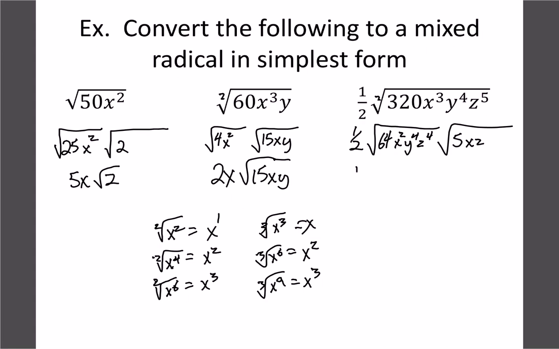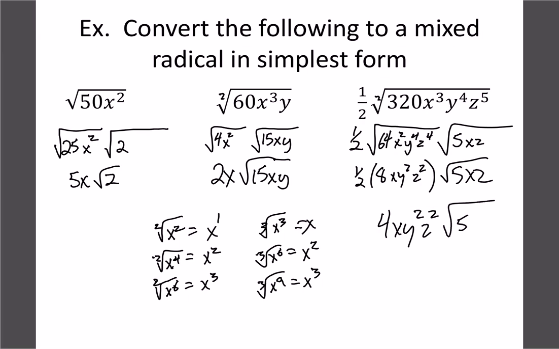So now when we simplify our first root, we get 8x y squared z squared. If we square root all of those, all we have to do is times that by half. So we'd have 4x y squared z squared times 5xz in the root. Okay, so be careful with the letters, but it's easy.